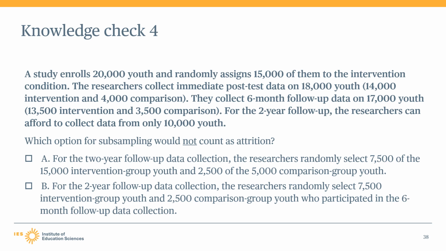A. For the 2-year follow-up data collection, the researchers randomly select 7,500 of the 15,000 intervention group youth and 2,500 of the 5,000 comparison group youth. Or B. For the 2-year follow-up data collection, the researchers randomly select 7,500 intervention group youth and 2,500 comparison group youth who participated in the 6-month follow-up data collection. You may want to pause the video while you think about your answer.